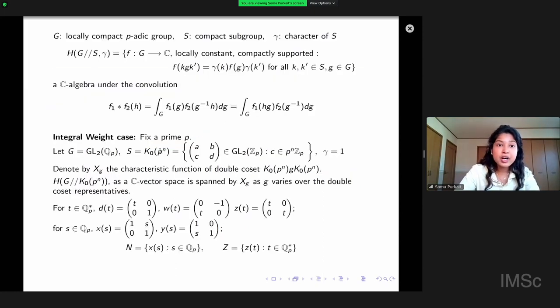Okay, so let me define the things we're going to work with. Let G be a locally compact p-adic group, S a compact subgroup, and gamma a character of S. Let's define the Hecke algebra H(G // S, gamma) to consist of all locally constant compactly supported functions on G which are bi-invariant like this: f(k g k') = gamma(k) f(g) gamma(k'), for all k and k' in S and g in G. This is well known to be a complex algebra under the convolution, which is given by this, where we are taking a Haar measure on G.